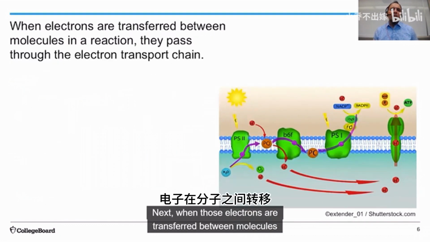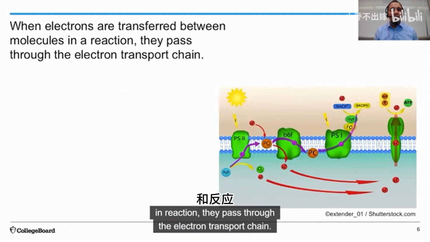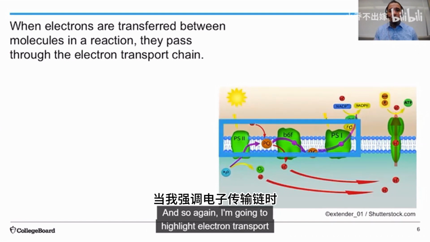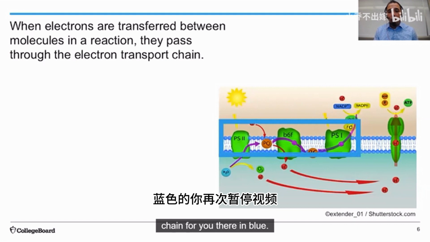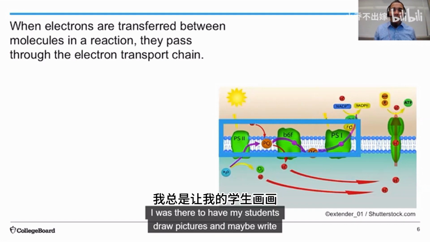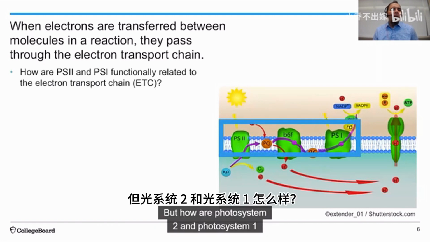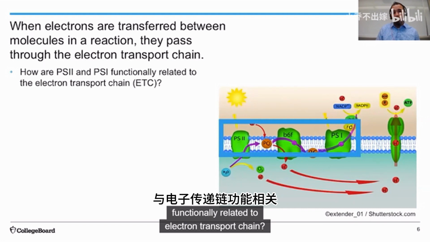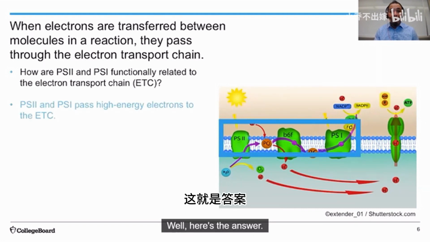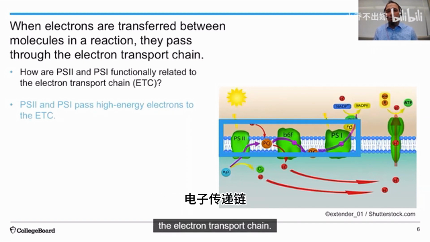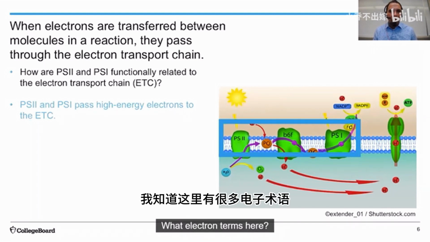Next, when electrons are transferred between molecules in a reaction, they pass through the electron transport chain. I'm going to highlight the electron transport chain for you there in blue. Again, pause the video. I always like to have my students draw pictures and maybe write captions, so it might be a good time to pause the video and redraw this. But how are photosystem 2 and photosystem 1 functionally related to the electron transport chain? Great question. Well, here's the answer. PS2 and PS1 pass high energy electrons to the electron transport chain. A lot of electron terms here, I know.